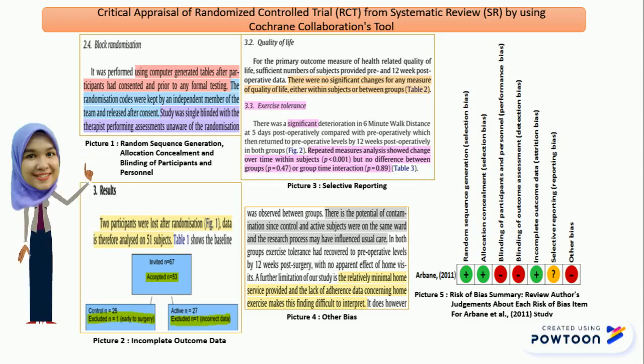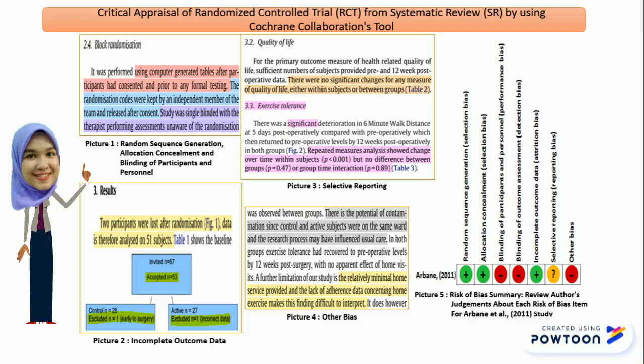For incomplete outcome data, this study has low risk of bias as they mention about 2 participants were lost after randomization, one from control group with reason early to surgery, and another one from intervention group due to incorrect data. For selective reporting domain, Arbin et al. put in their study as unclear risk of bias. This is because some part of results did not report the p-value and some part of it were reported clearly.